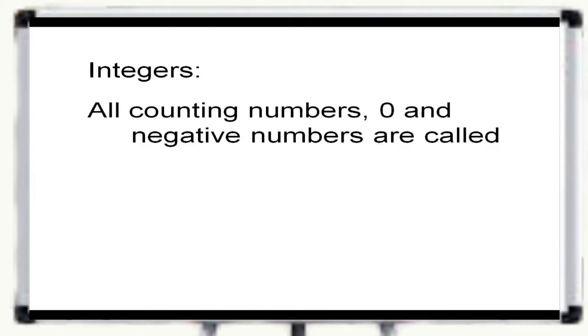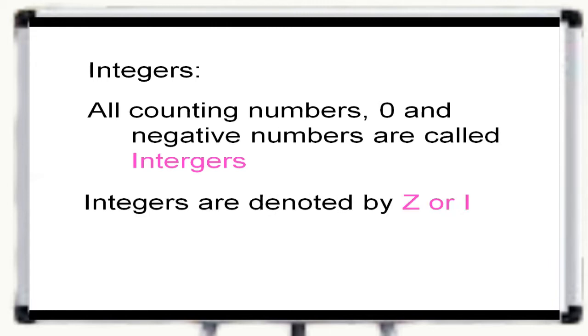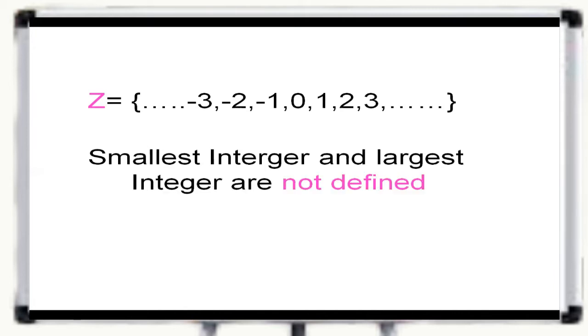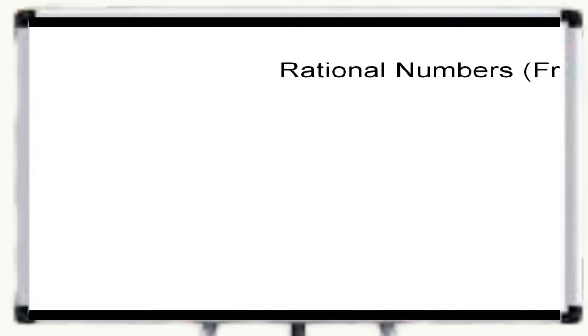Now about integers. All counting numbers, that means all positive numbers, 0 and negative numbers are called integers. Integers are denoted by Z or I. Z is equal to negative numbers like -3, -2, -1 and the neutral number 0, positive numbers like 1, 2, 3, and so on. The smallest integer and largest integer are not defined.